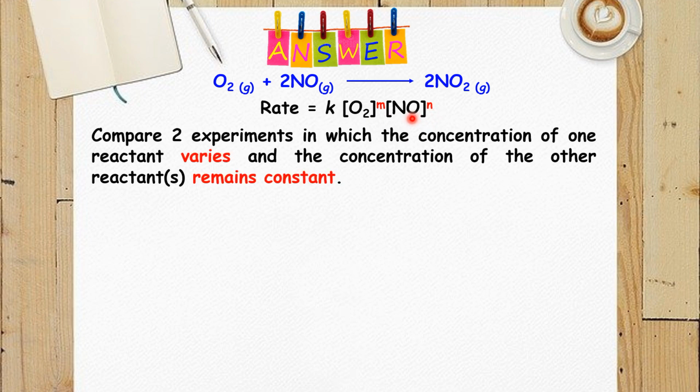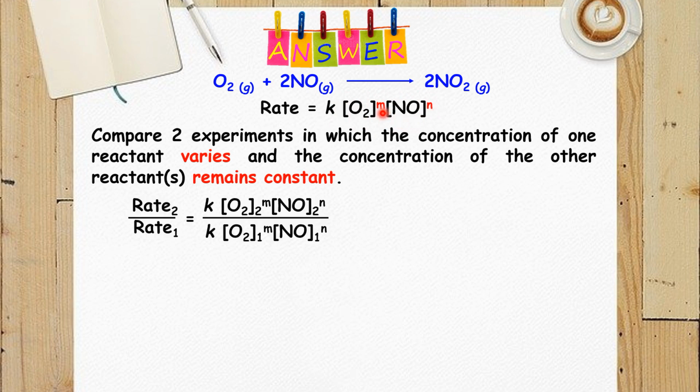Right, so next we have to compare two experiments in which the concentration of one reactant varies and the concentration of the other reactant remains constant. It's up to you whether you want to start with the concentration of O2 or the concentration of NO. Let's say I want to find out the order for oxygen gas. Therefore, I have to find the experiments where the concentration of NO remains constant.